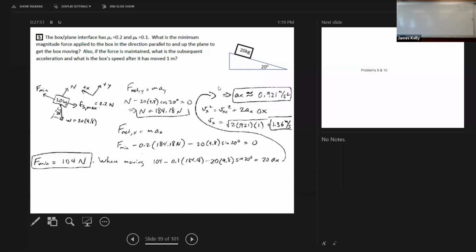Now, it's possible that a problem could say, in addition to that, there's someone pushing up the plane with an additional 20 newtons or something, and then there would be 3 forces. Not only would there be friction, but there'd be some other force from a finger that's pushing up there or something. But in this problem, there weren't.